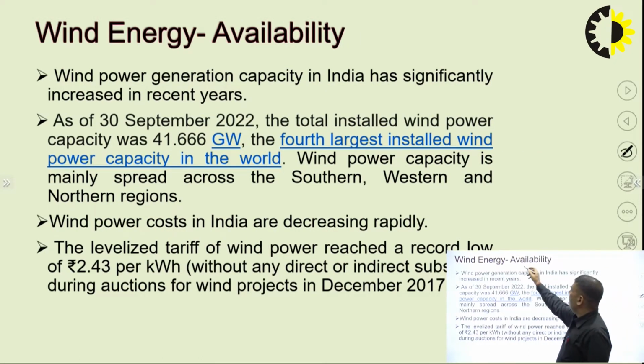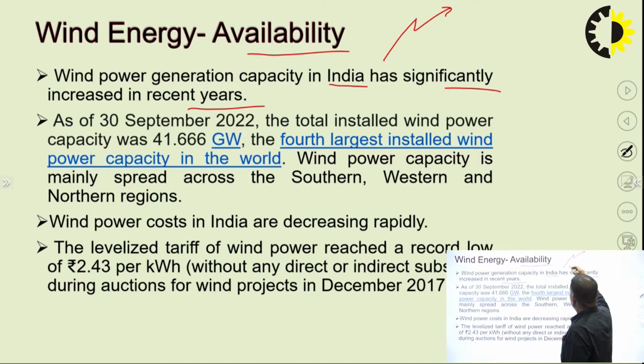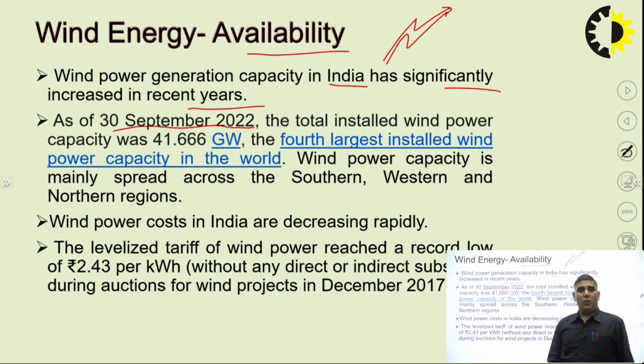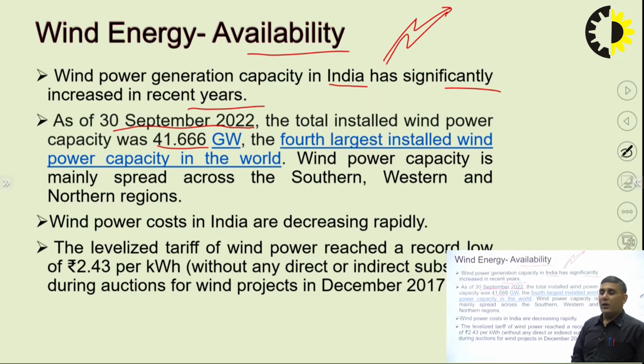As far as wind energy availability is concerned, the wind power generation capacity in India has significantly increased in recent years. As on 30th September 2022, which is the latest data, around 1 month old, the total installed wind power capacity of India was 41.6 gigawatts. Gigawatt means 10 raised to the power 9 watts. And this is the 4th largest installed wind power capacity in the world.